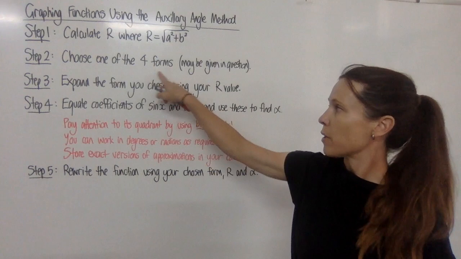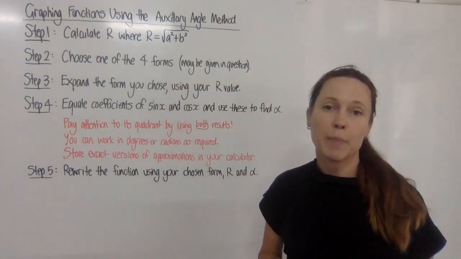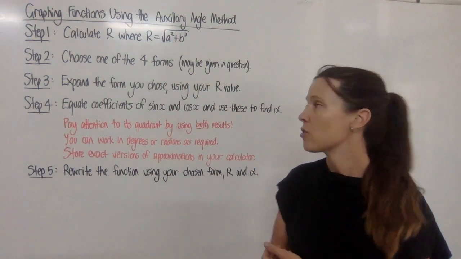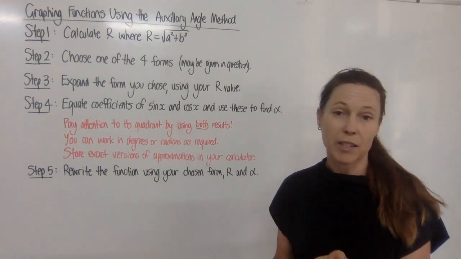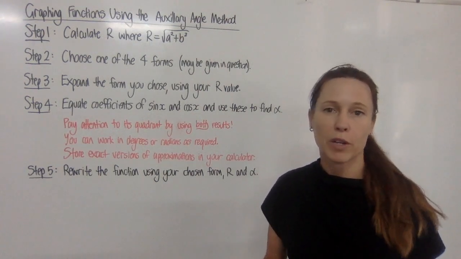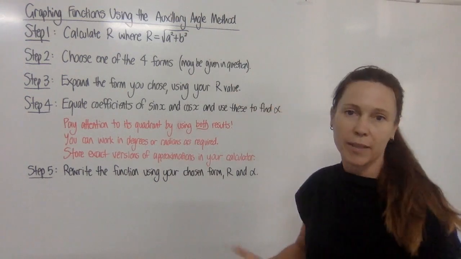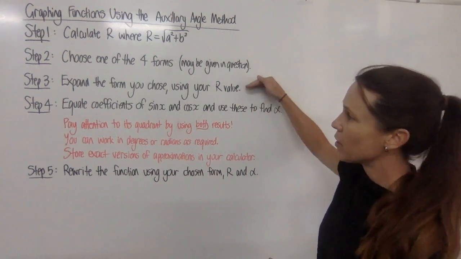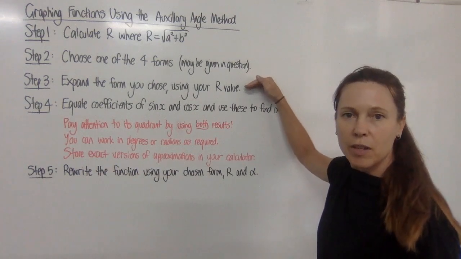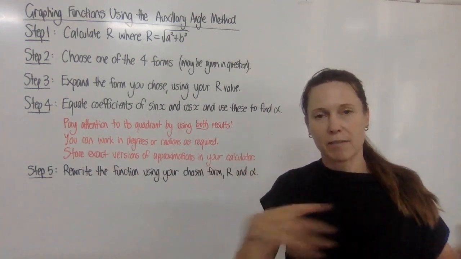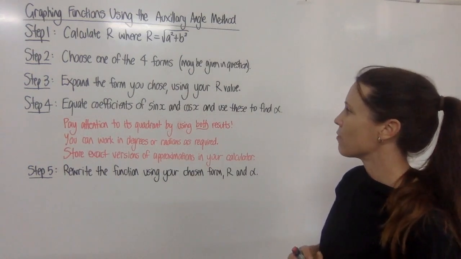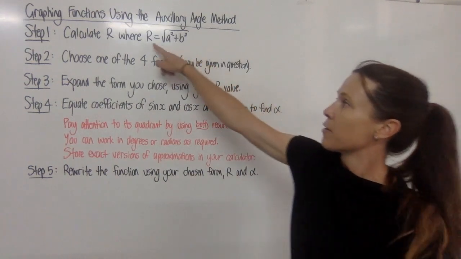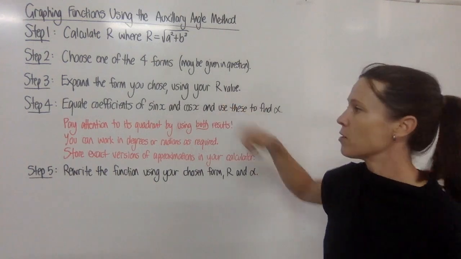Step 2, choose one of those 4 forms. Now, you can literally pick whichever one you want. You'll find as you do more of these that sometimes a certain one lends itself to a calculation that's a little bit easier, but all of them will work out. And sometimes in the question, they'll tell you which one to use. Step 3, expand the form that you chose. So expand it out using that double angle formula, and those are on your reference sheet, so that's quite straightforward. And use your R value that you've already found in the expansion.